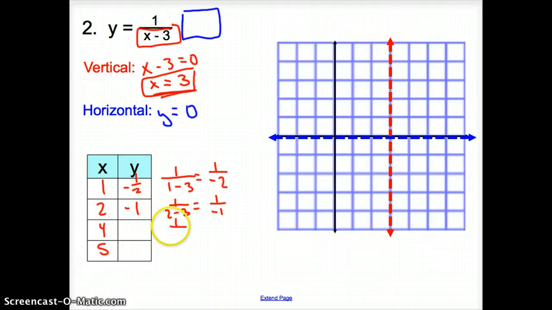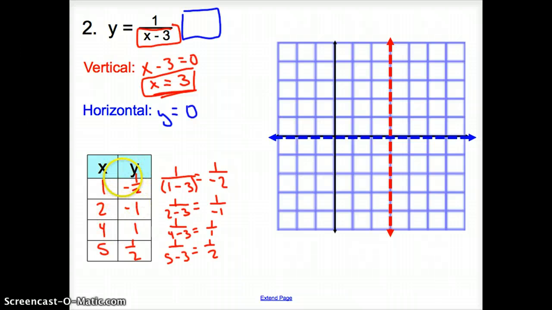Then we have 1 over 4 minus 3, which is 1 over 1. That gives me 1 again. With 5, we get 1 over 5 minus 3, which is 1 over 2, so it's 1/2. Please be very careful if you use your calculator. You will have to put parentheses around what's in the bottom of the fraction.